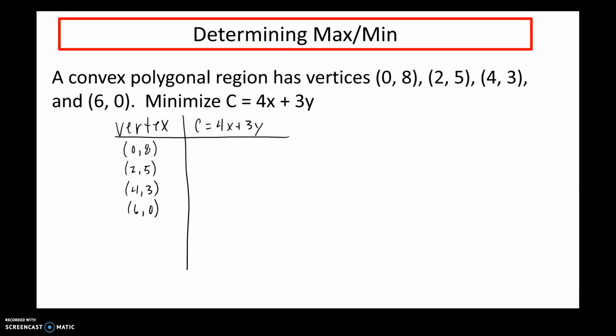So if we just think rationally about this, if I have coordinates, then I have values for x and y. So I'm going to plug those values in for x and y. So I would like you, for homework, to complete this. Evaluate this function C for each of these 4 vertices, and then conclude where the minimum occurs.